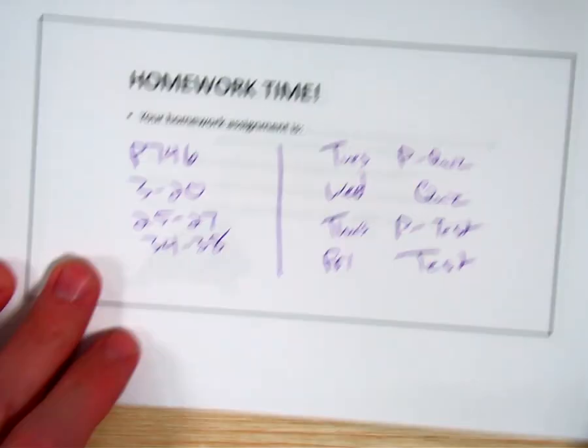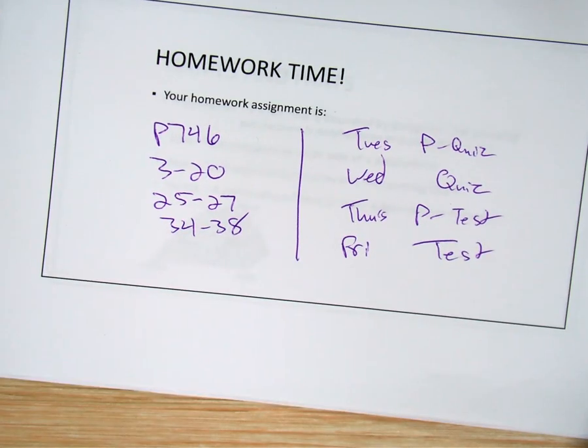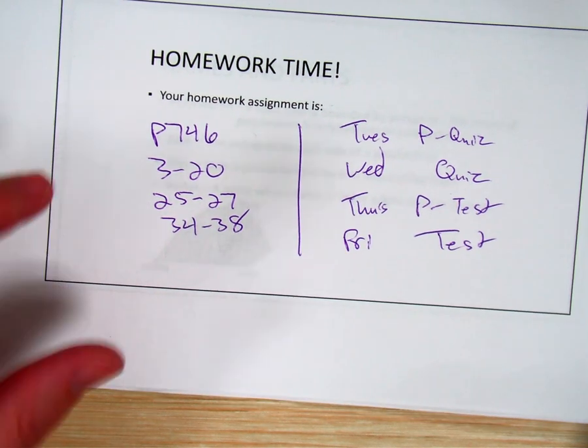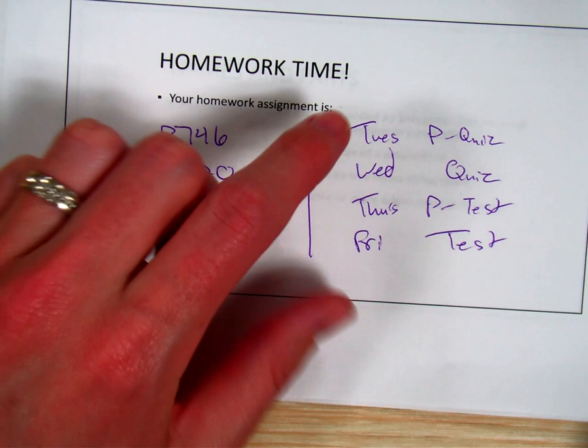Here's your homework. We have page 746 for the weekend, 3 through 20, 25 through 27, 34 through 38. Okay? Probably pretty nice weather this weekend. Make sure we get our homework done because we got a big week next week.